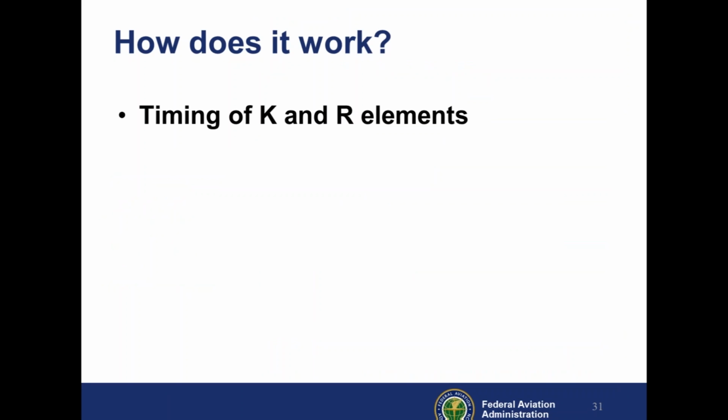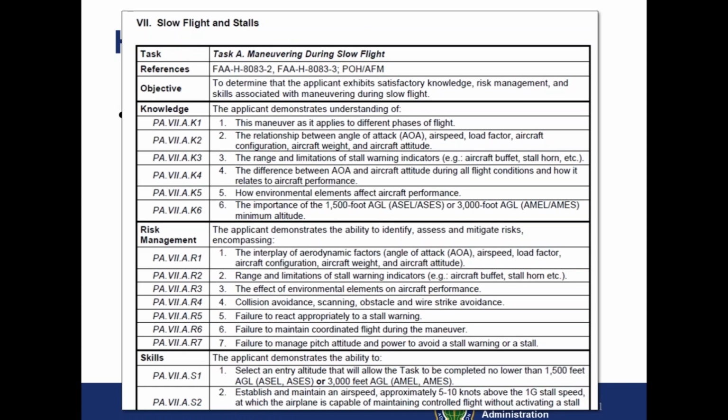We've had a lot of questions about timing of knowledge and risk management elements. Let me explain what that means. If you look at this task, this is maneuvering during slow flight. It has about 6 knowledge elements, about 7 risk management elements, and several skills. I didn't include all of them here in the screenshot. And of course, the examiner has to pick at least 1 knowledge and at least 1 risk.